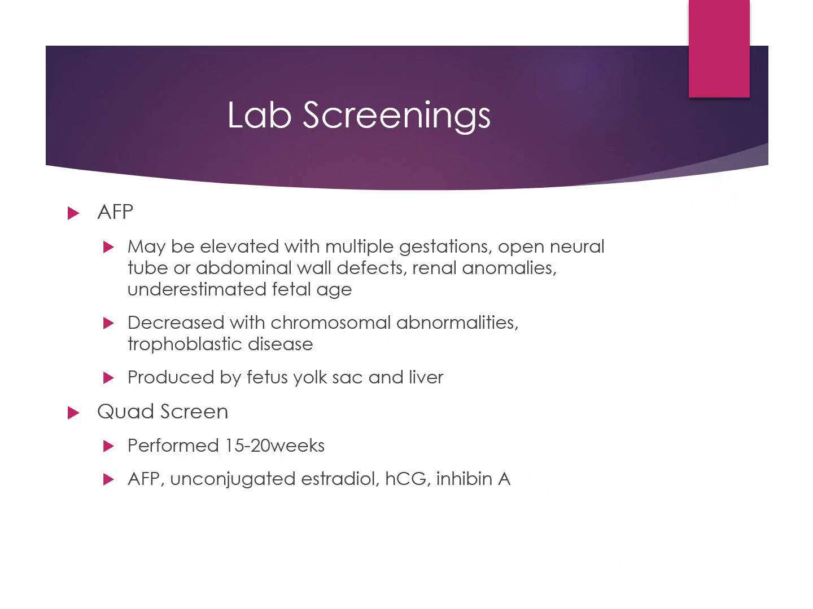So, you know, if we have multiple gestations, it's going to be elevated. If we have some kind of spinal cord defect or abdominal wall defect, it's going to be elevated. Renal anomalies and an underestimated fetal age is also going to be elevated. But we have the flip side. When it's decreased, we could have trisomies or trophoblastic disease or something like that.